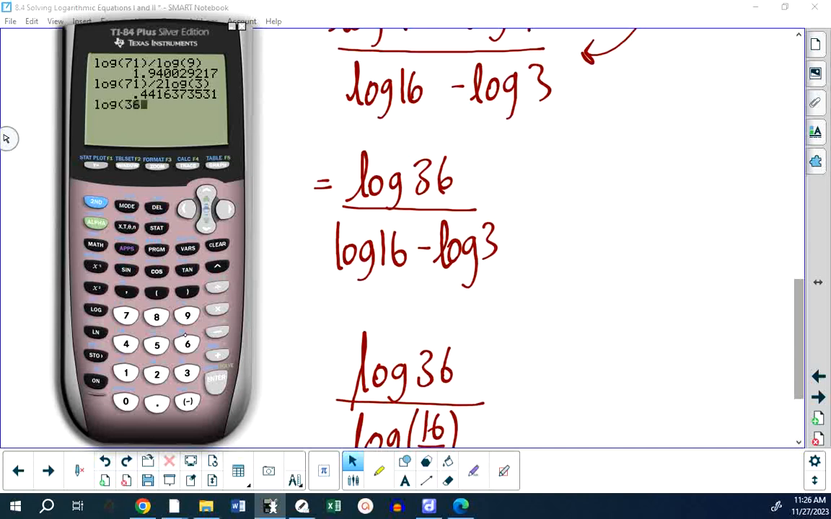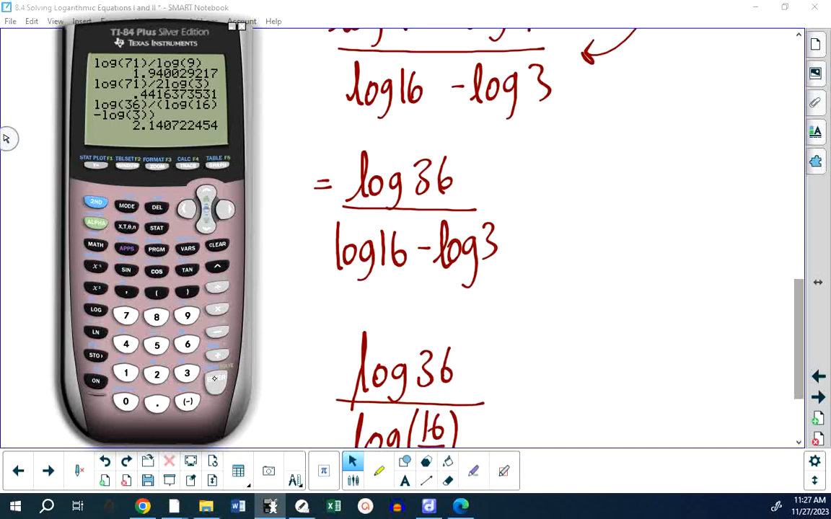Log of 36 divided by, actually I'm tempted to go with the bottom one because then I can just enter it quicker, but that's okay. Brackets, log of 16 minus log of 3. That's about 2.1. Any questions with C?